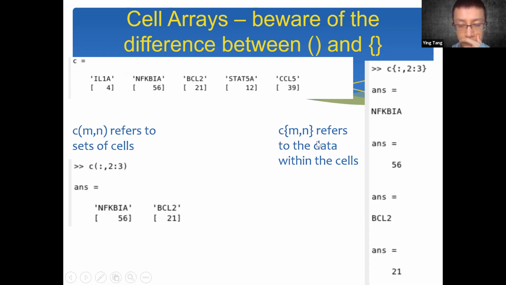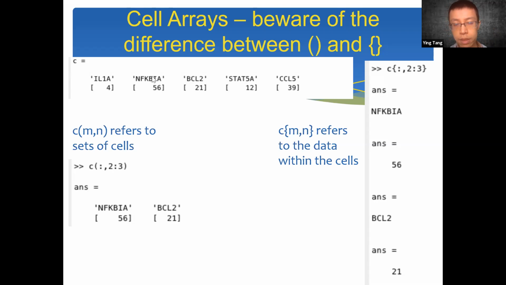If I use the big bracket, then it will refer to the data inside the cell. The same index here, but with big bracket, would give every element unit by unit in that cell. So the first unit will be the string, so it will print out the string. And then the second unit, the third, fourth. So it will extract every unit inside the cell.